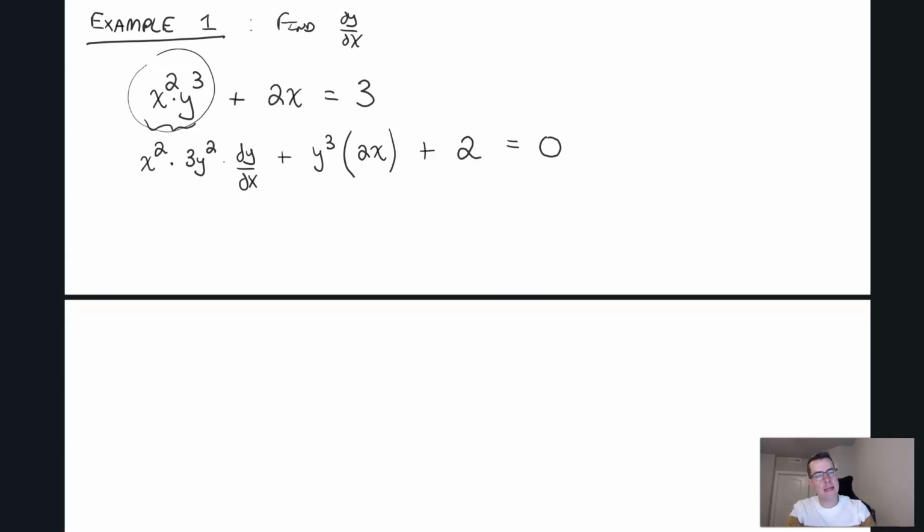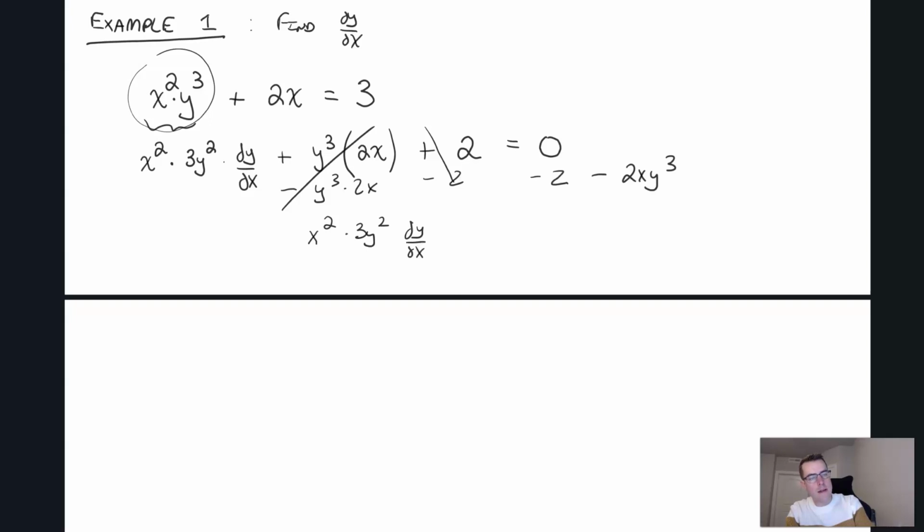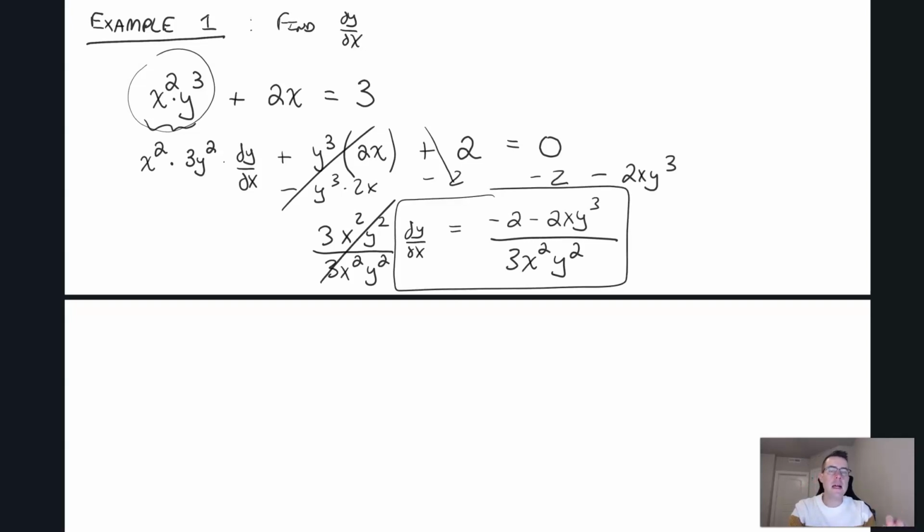Okay, so let's go ahead and simplify this down here then. I'm going to subtract the 2 over to the other side. And I'm going to subtract this y cubed times 2x to the other side, which is the same thing as 2xy cubed. Okay. So that leaves me on the left-hand side with x squared times 3y squared dy dx is equal to negative 2 minus 2xy cubed. Now I can rewrite x squared times 3y squared as 3x squared y squared. That's just a better way to write it. And then if we wanted to find dy dx, we would just divide by 3x squared y squared.